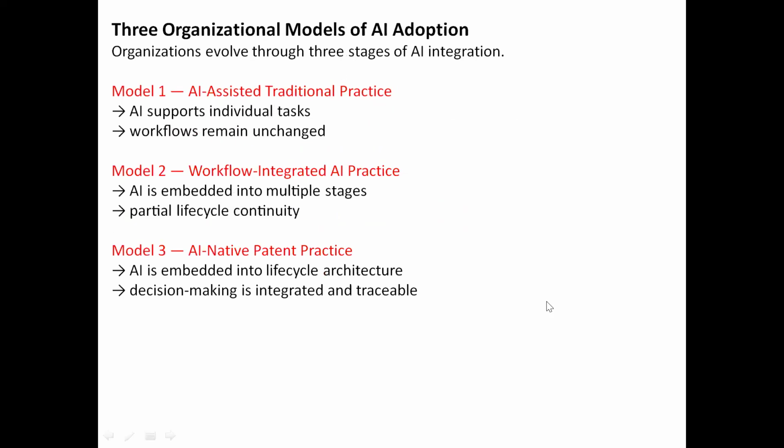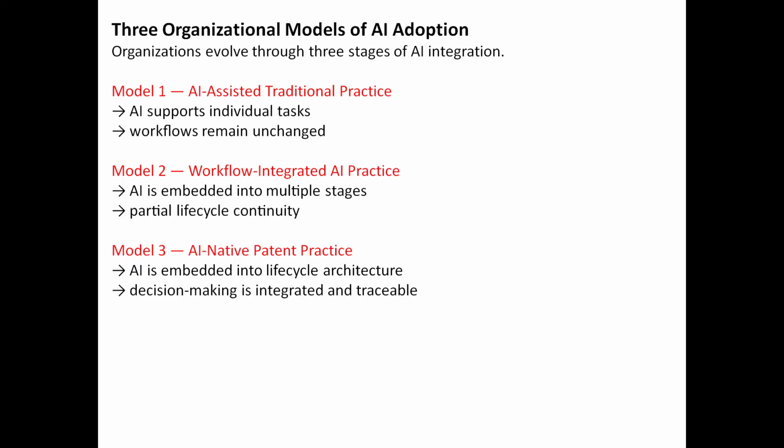And so I propose three organizational models of AI adoption. This organization can be a law firm, or the in-house IP division in a company, or some type of IP service organization. It evolves through three stages of AI integration.